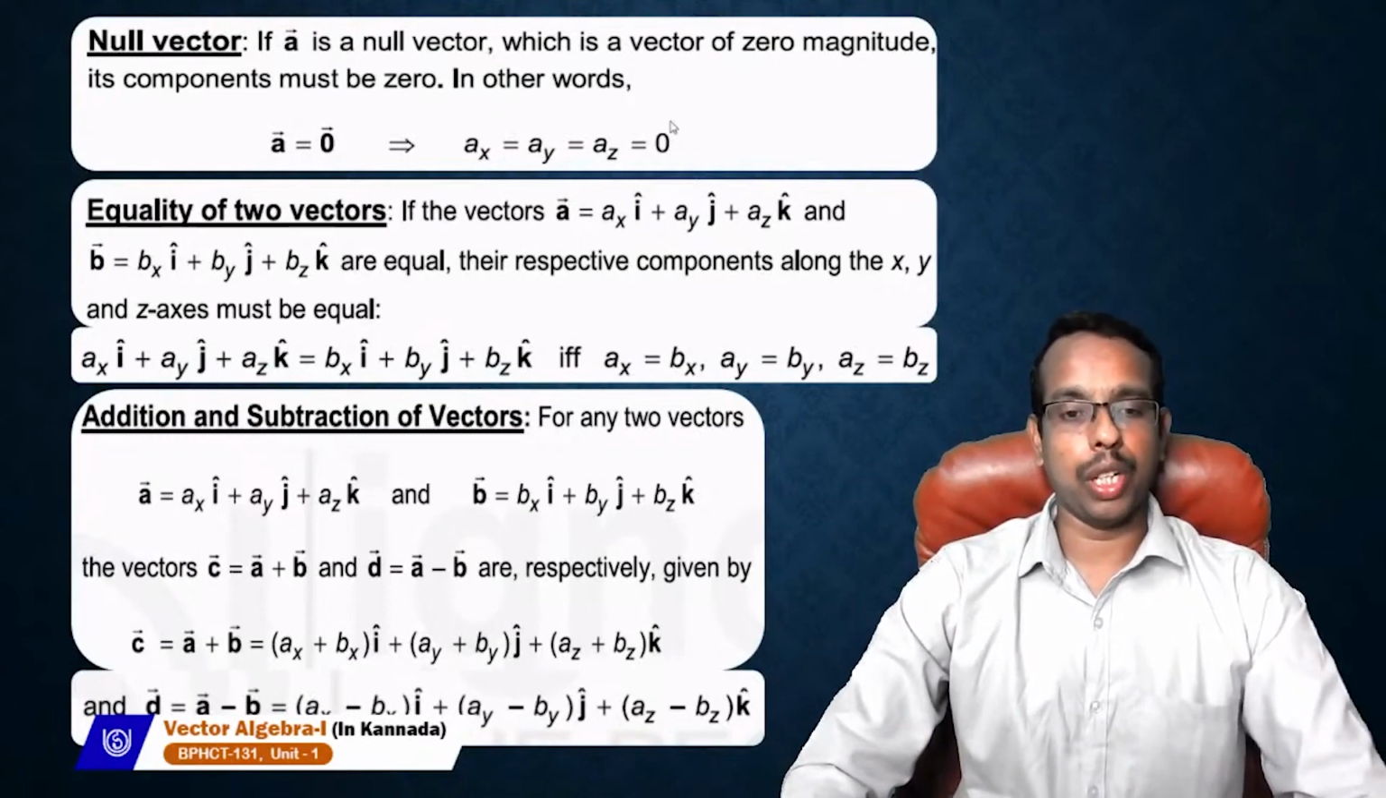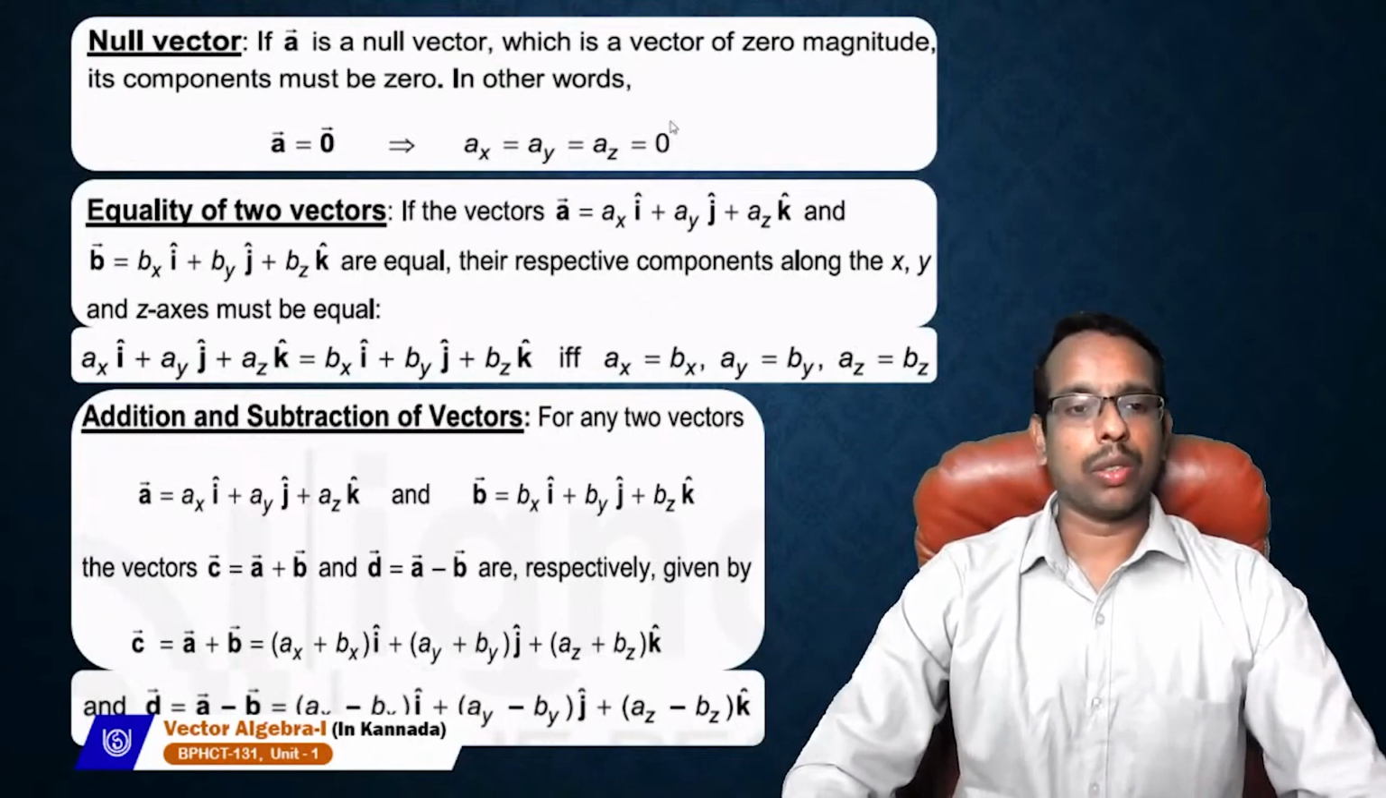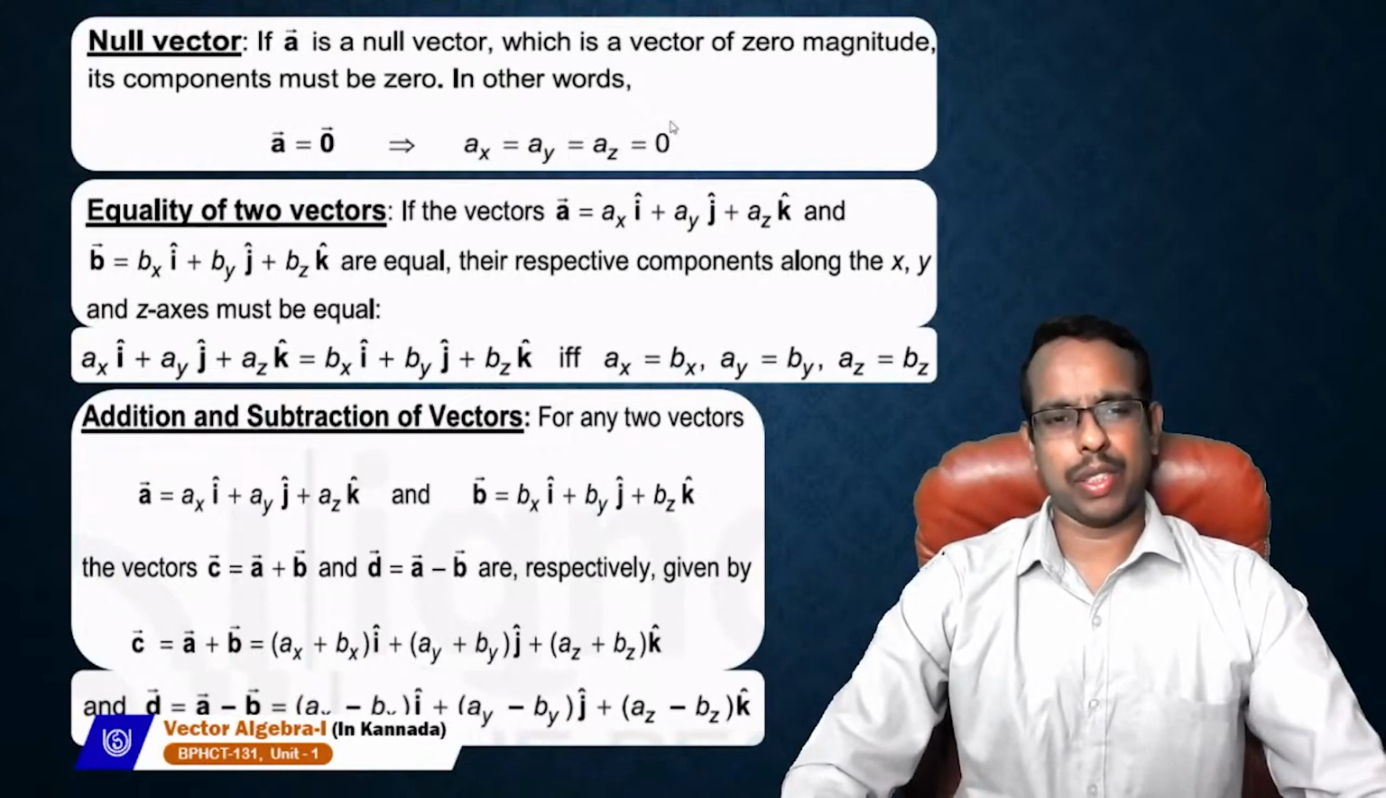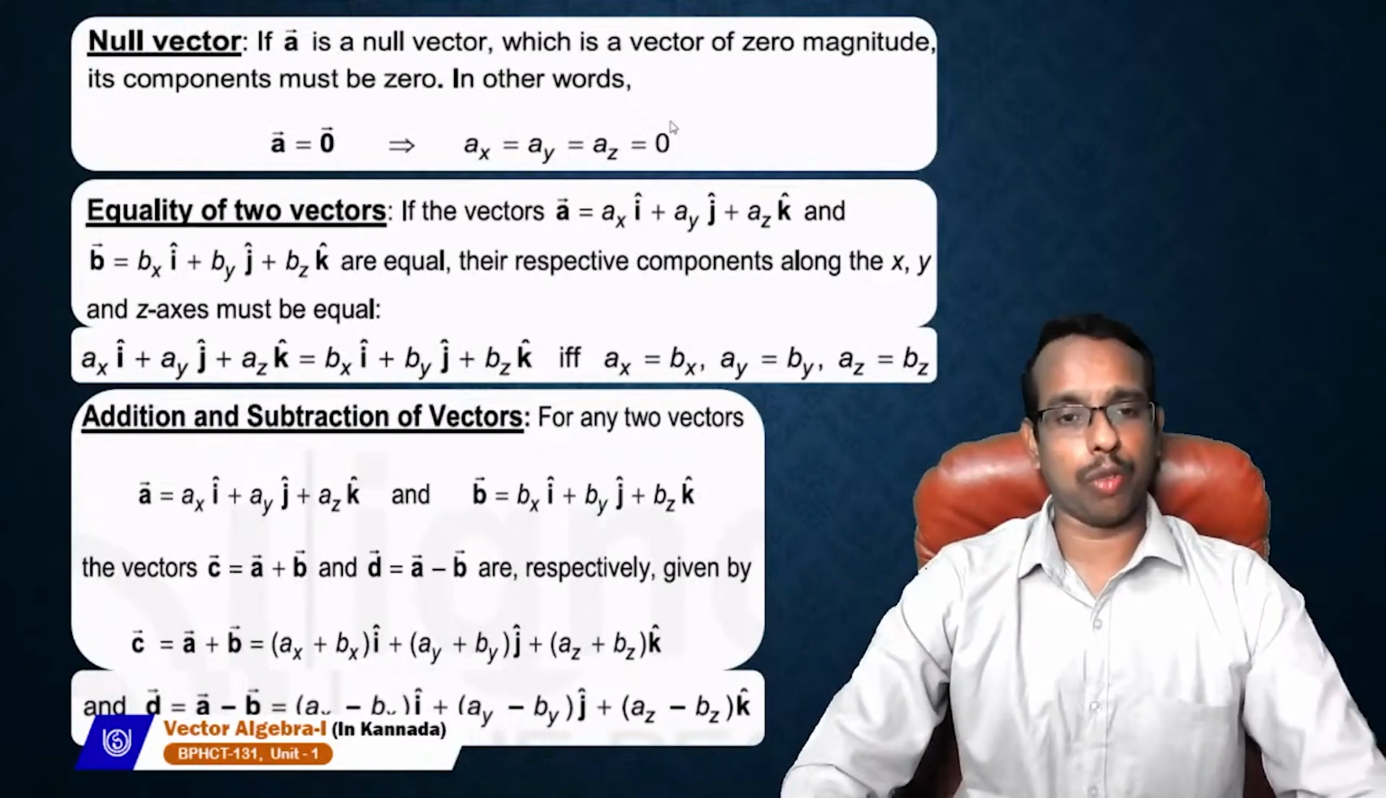If and only if the first component of the first vector is equal to the first component of the second vector, and similarly the second components are equal, and similarly the third ones are equal, then we can say that the two vectors are equal. So next is subtraction and addition of vectors. In the last class we studied addition and subtraction of vectors, but not in component form. So we'll try to resolve in terms of components also.